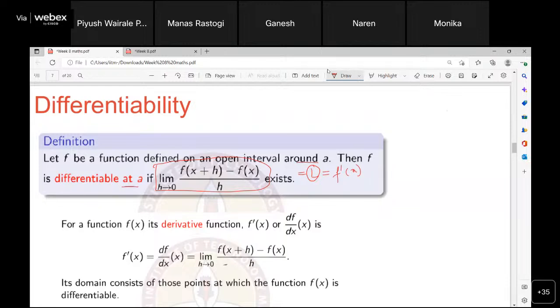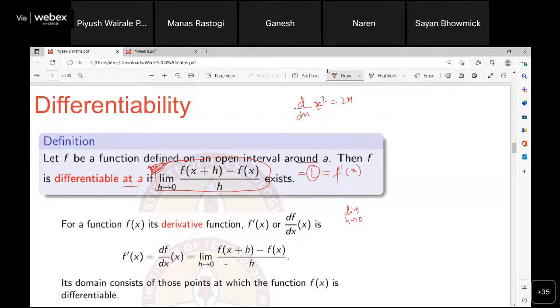Okay, so for example, let us take the example of, what is the derivative of x square? 2x, right? Now let us find out the derivative of x square using this particular limit. So what will be the value? Limit h tends to 0, f of x plus h, the whole.